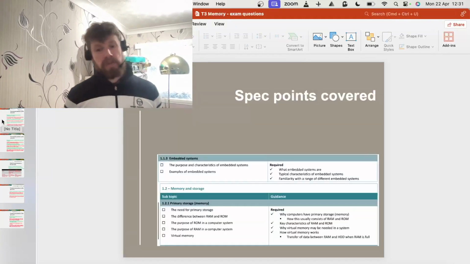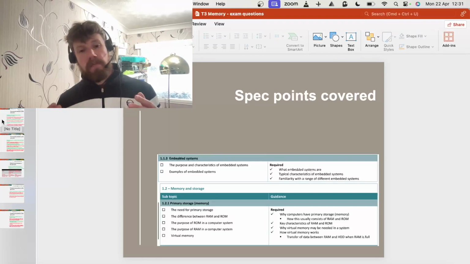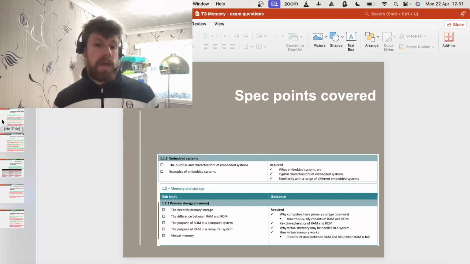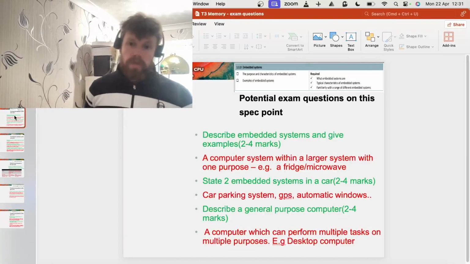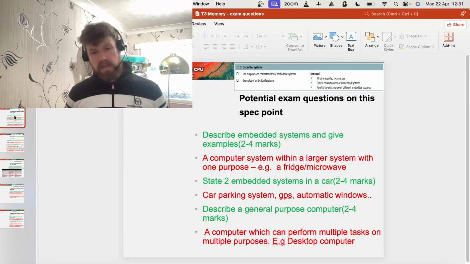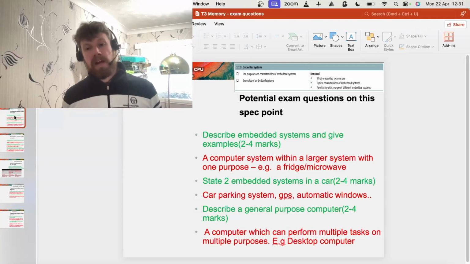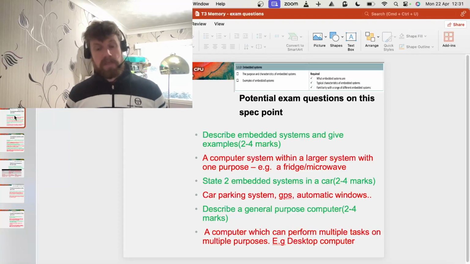The spec points that we're going to cover are embedded systems and also just generally things to do with RAM and ROM. The first one that we're going to look at is embedded systems. So the general questions that we could get are: describe embedded systems and give examples. The description of this is a computer system within a larger system with one purpose, e.g. a fridge or microwave. State two embedded systems in a car: parking system, GPS, automatic windows.